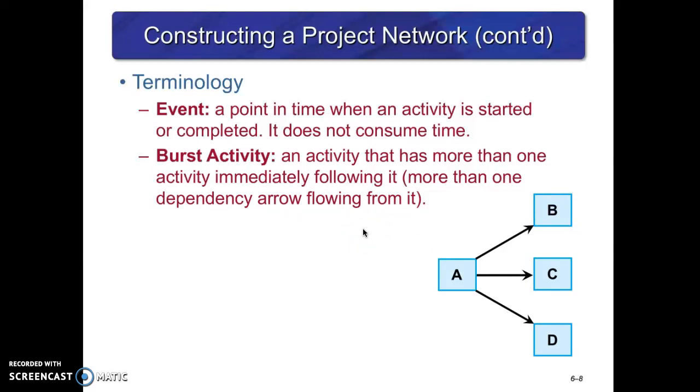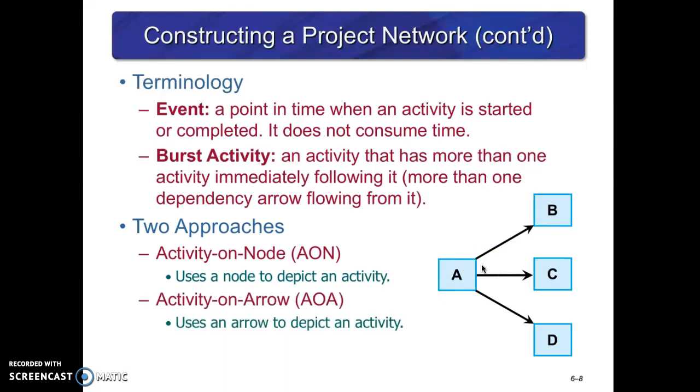Activity A is called a burst activity because it has more than one activity immediately following it. So A is more like bursting, and you call activity A a bursting activity. An event is a point in time at which an activity is started or completed, for instance, your kickoff meeting agenda has been signed off by your project stakeholders and sponsors.